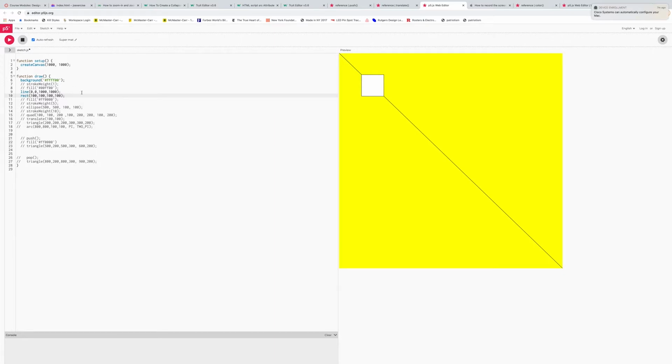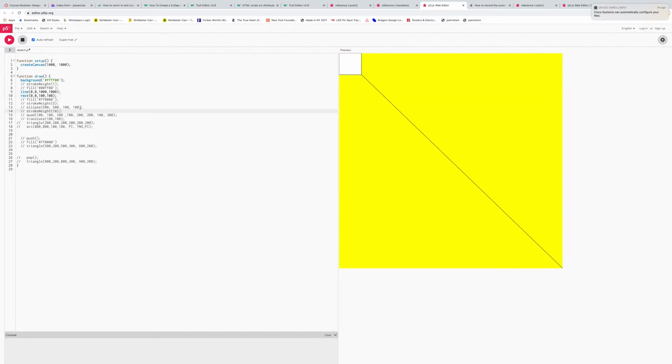So if I were to say 500, suddenly we're going to get a rectangle that is 100 pixels from the left of the canvas, 100 pixels from the top of the canvas, with a width of 500 pixels and a height of 100 pixels. I can change this to 500, and we get a square that's 500, 500. I'm going to change this back to 100, 100 for now. We're going to send our square back to the origin of our canvas.